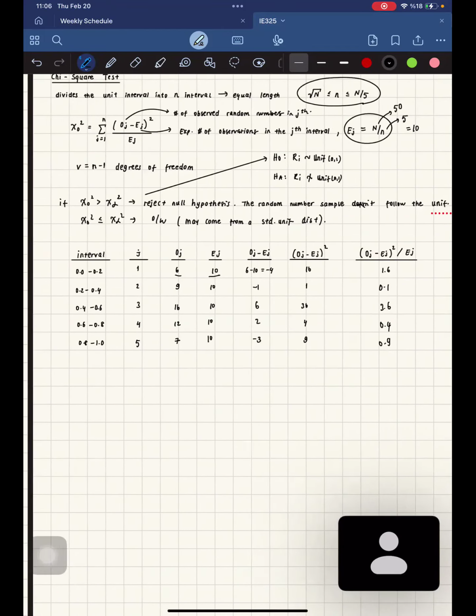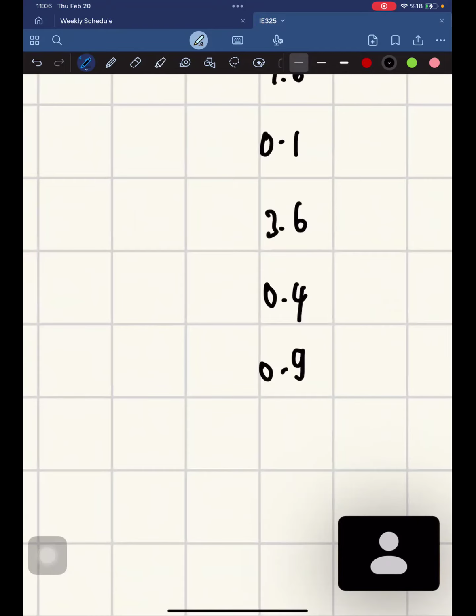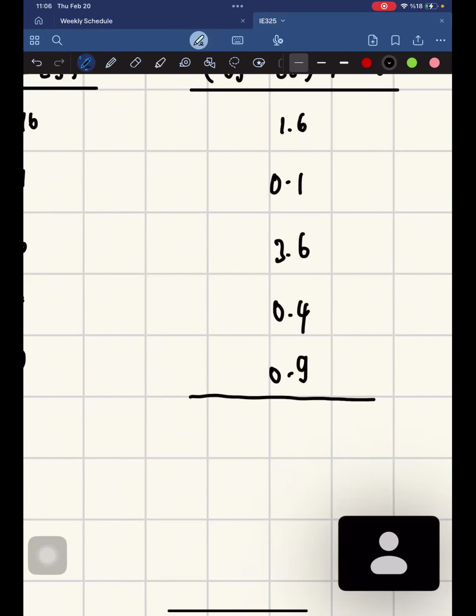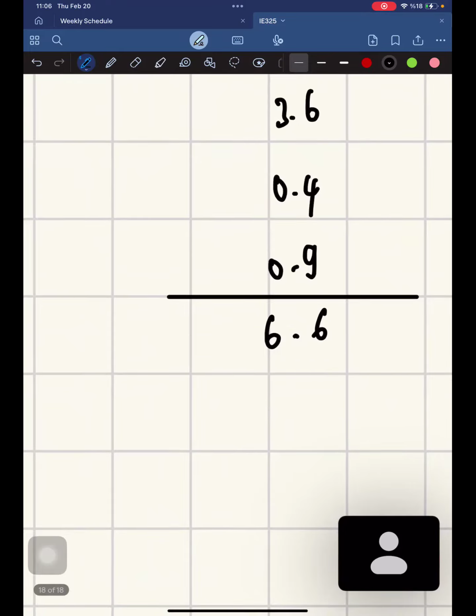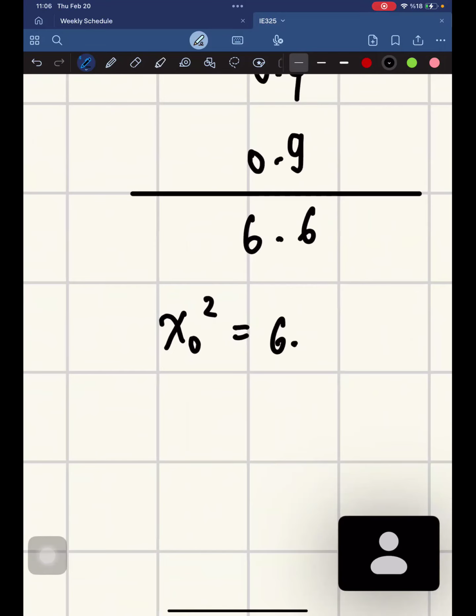So in the formula, we have to sum these up, right? Let's sum these. Okay, this is 13, 14, 20, 26, 4, 6. I think it's 6.6. Yeah, so our test statistic is equal to 6.6.